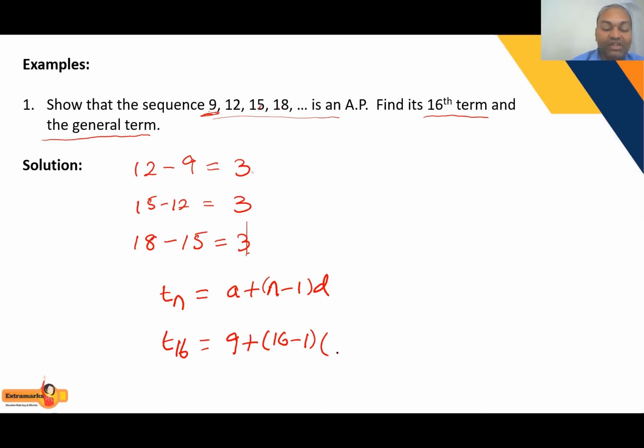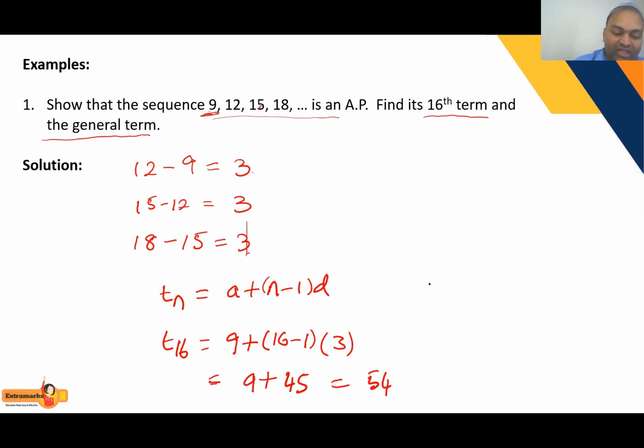D is the common difference. Here you observe this one. What did we get? The common difference is 3. So write here 3, and then simplification: 9 plus (16 minus 1), that is 15. 15 3s are 45, and then 45 plus 9 is equal to 54. So the answer to the second question, the 16th term, is 54.